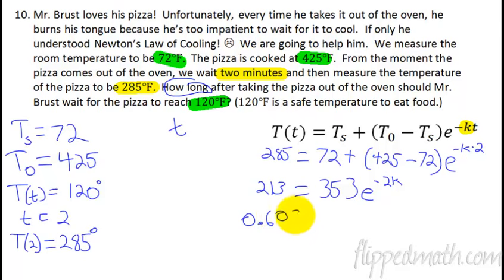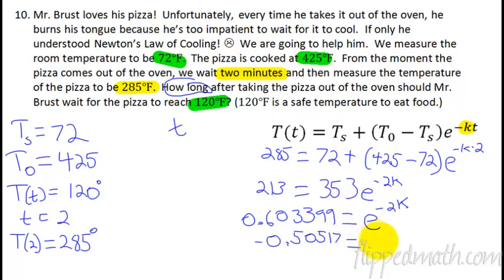0.603. Let's go a couple more decimals. I'm going more decimals because I'm going to end up taking a logarithm of both sides, and I don't want to round too early with my answers. And then I'll have e raised to the negative 2k. Okay, and now my next step is I will get rid of this e here by taking the natural log of both sides. When I take the natural log of the left side, I get negative 0.505. Let's go 17. That's a lot of decimals.